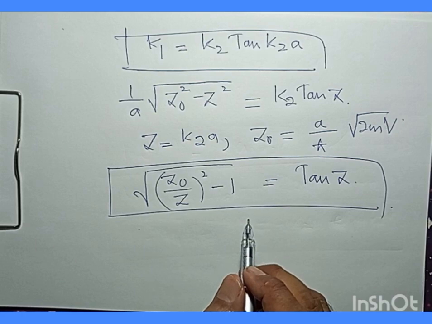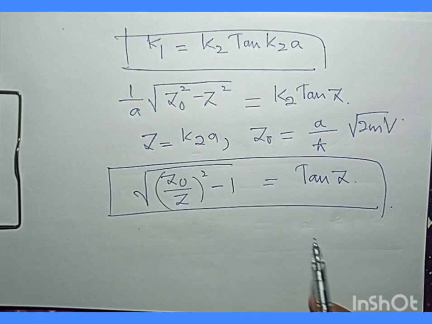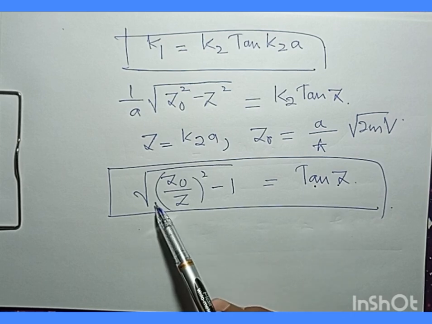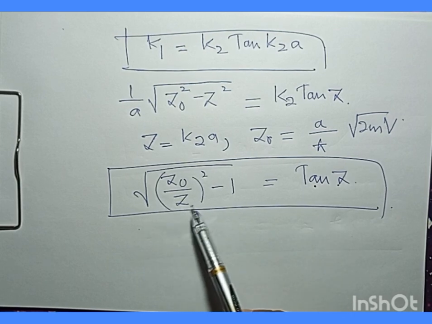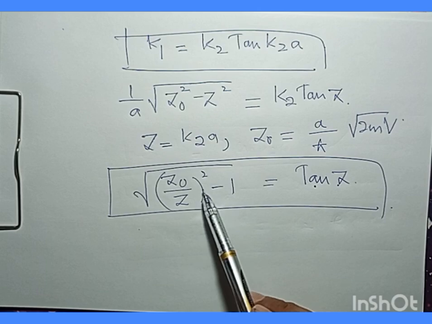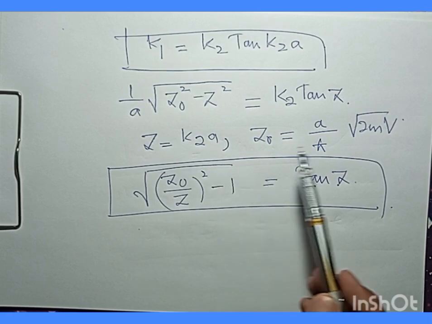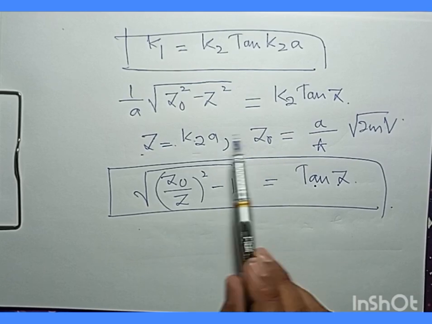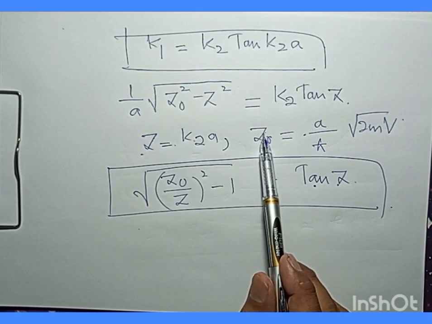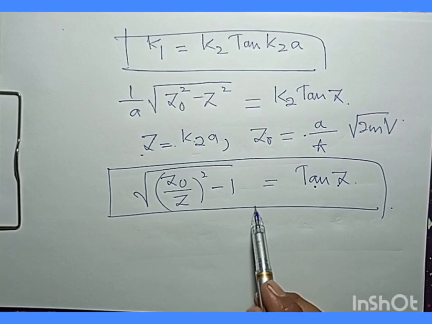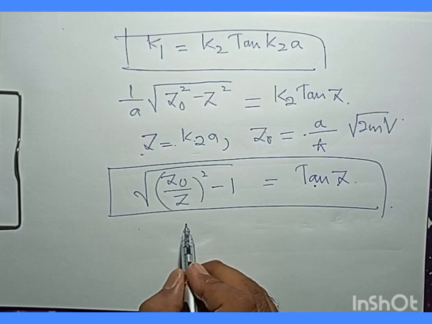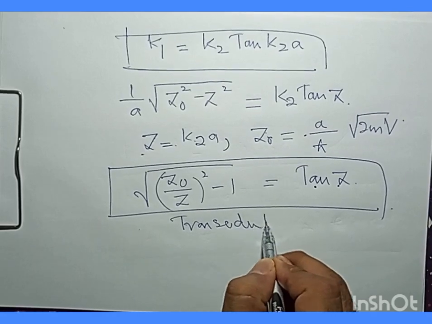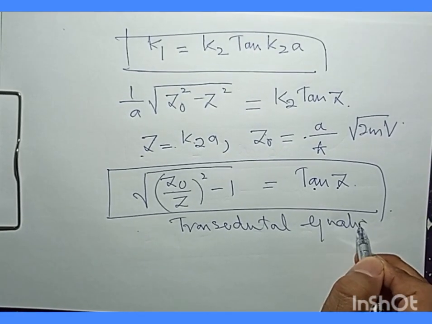So what we have here is tan of z equal to under root of z naught by z whole square minus 1, and all other correlations between the potential and z naught and z are in the above two equations. And this equation that we have in front of us is called a transcendental equation. I have bad handwriting, I can't help it.